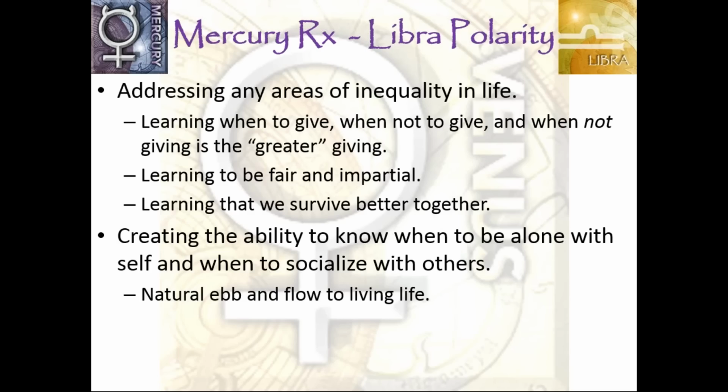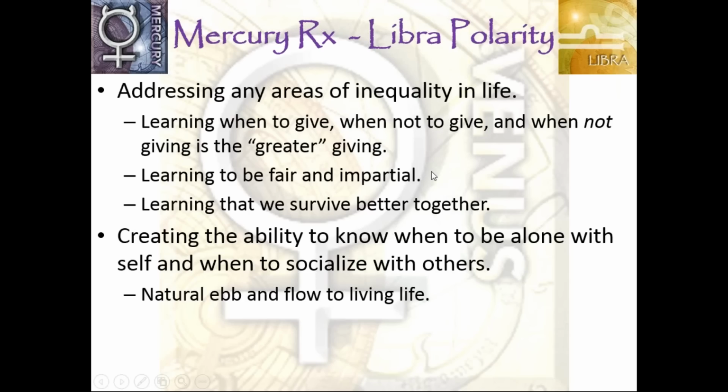Learning to be fair, equal, balanced. And this can include learning when to give, learning when not to give, and when that not giving is the greater giving. You know, the helicopter parent who wants to just do everything for the child rather than let the child learn how to fall off the bike and skin their knees and learn to be a little more careful riding the bike. Can go through into adult relationships as well. There's all kinds of variables about this.